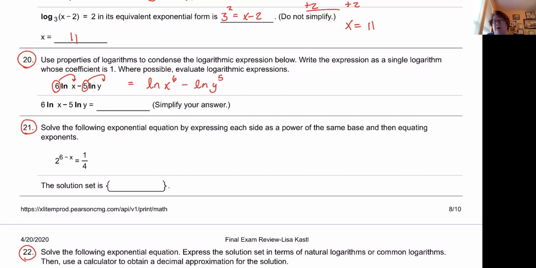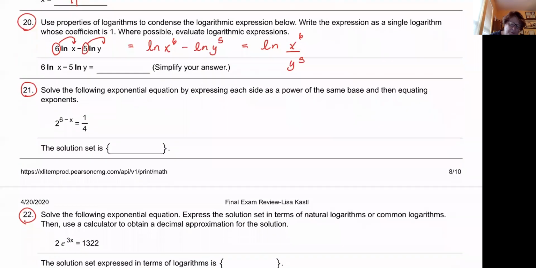So we can take each of those factors out of, or take them into the logarithm as exponents. And then you have the difference of two logs. The difference of two logs is the log of the quotient. So this is the log of x to the 6th over y to the 5th.